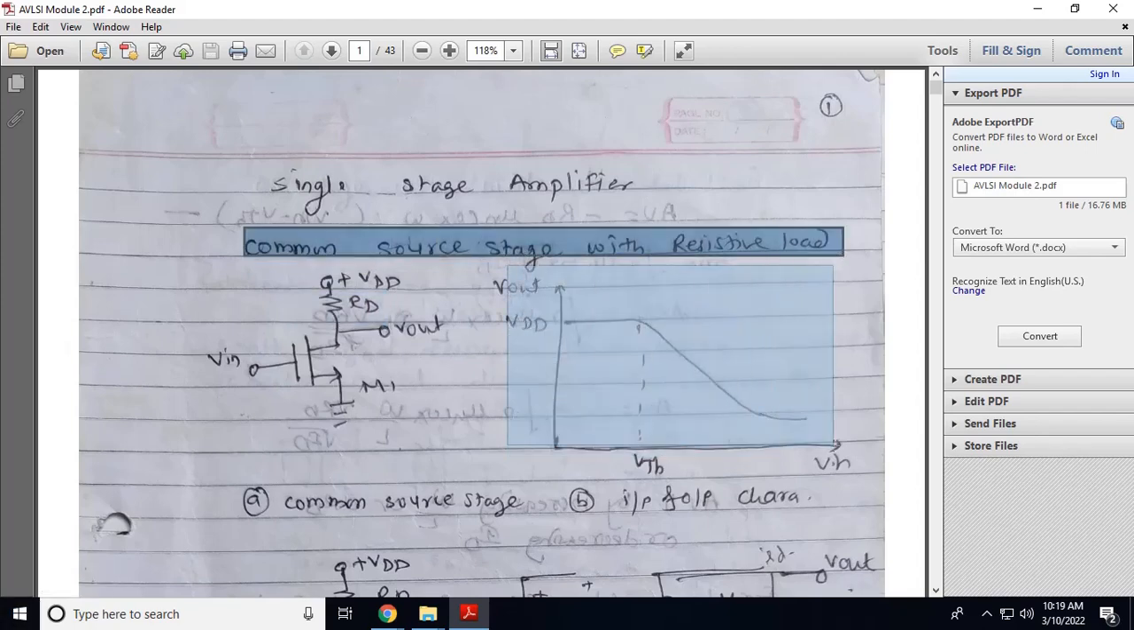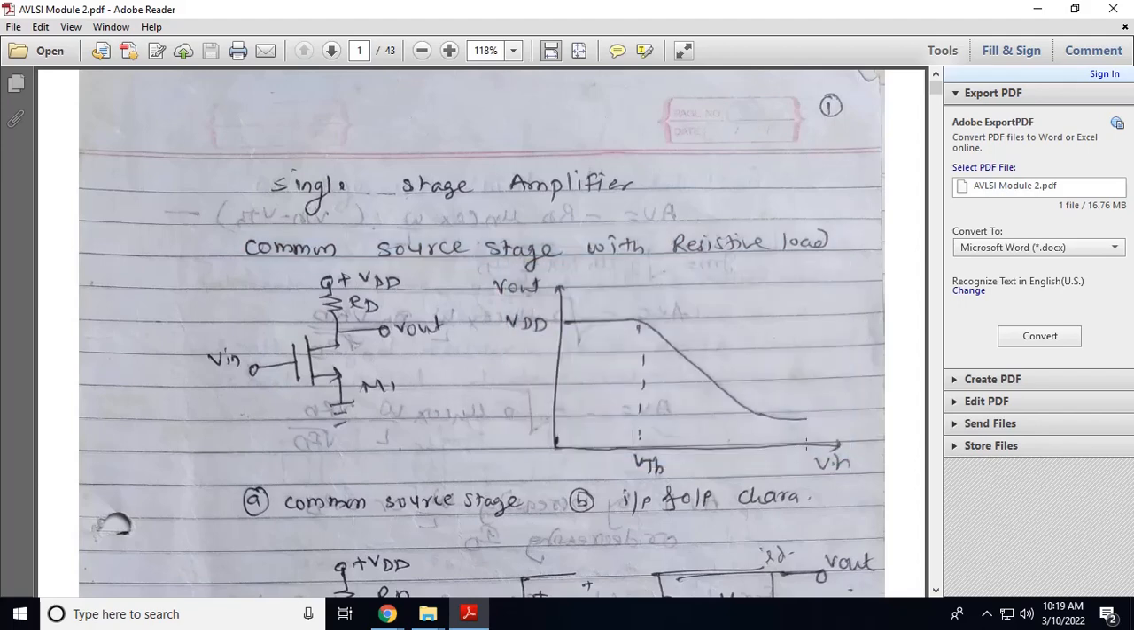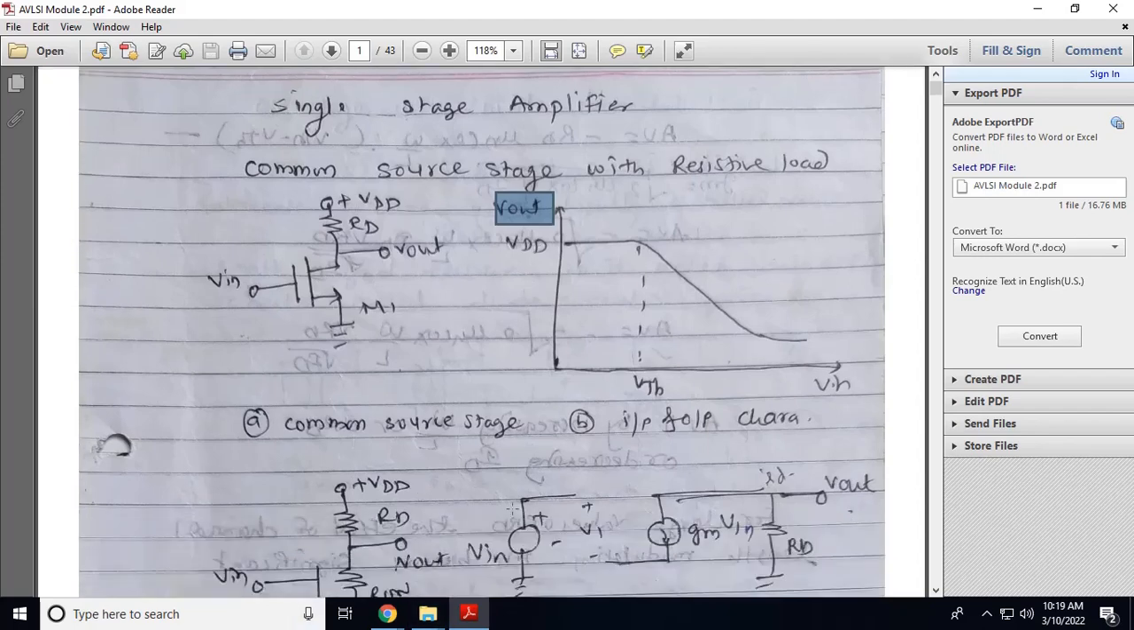In the second diagram, we plot a graph of input and output characteristics for a DC voltage. V in is the DC voltage applied here and V out is the output voltage. Now see, when input voltage is less than threshold voltage, in this region the transistor is turned off. So there is no current flowing through this circuit, no drop across this resistance RD, and V out is equal to VDD. For this region the output is equal to VDD.